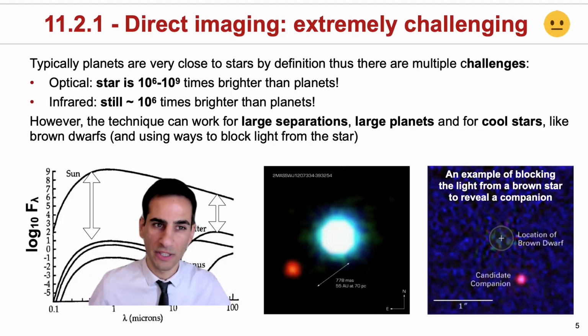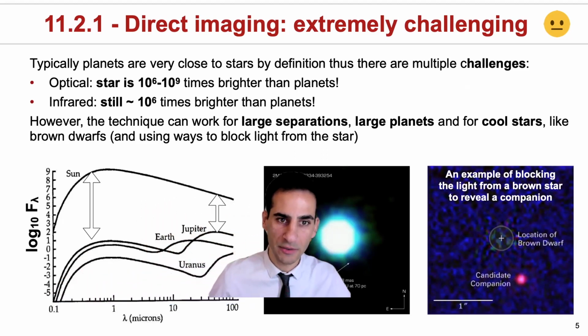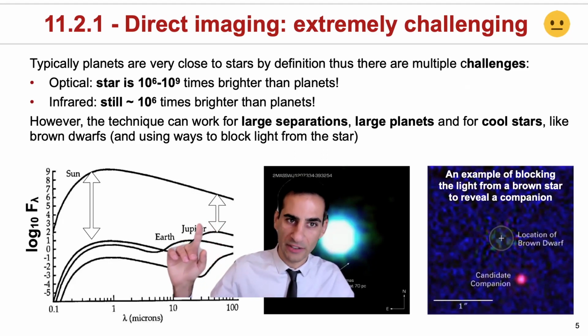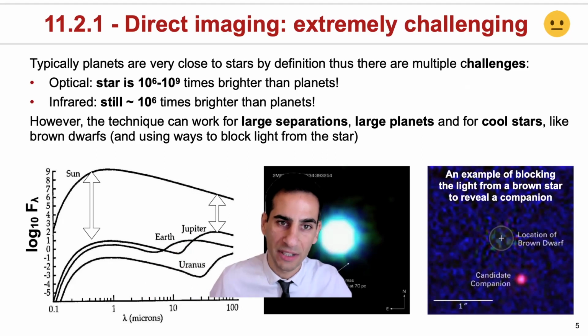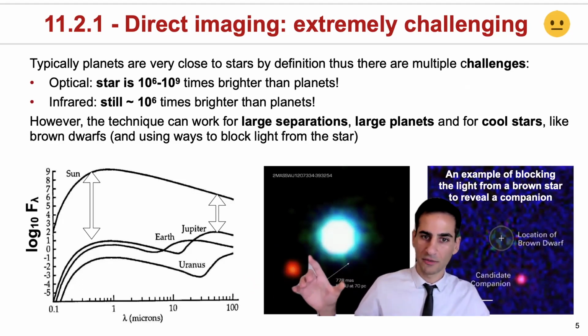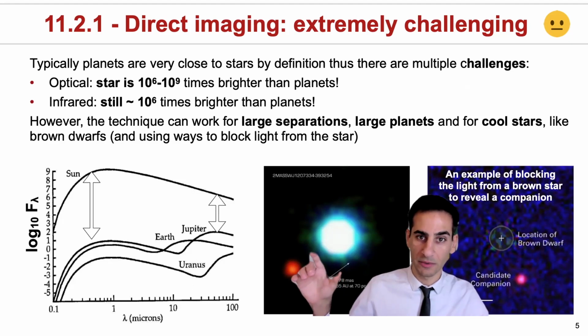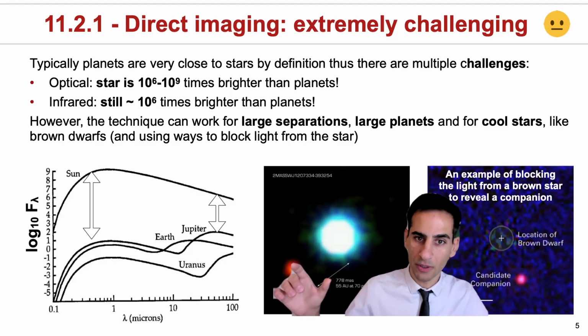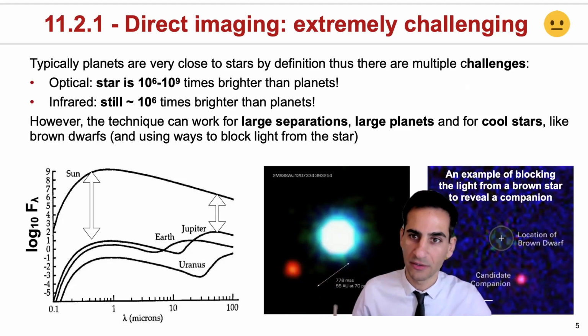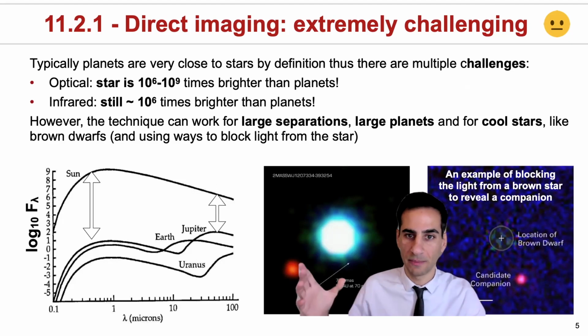primary object. However, we can try to be smart and move into the infrared, where planets are not as faint relative to the stars, but we're still talking of a factor up to 1,000,000 times fainter. So this is still challenging. However, it can work, especially if we're looking at very large separations. So if we're looking at orbits that take a long time, where planets are really far away from their stars, this becomes doable, especially if the planet itself is very big and the star is not as massive. Therefore, this works best for very cool stars and very large planets, almost as if they are binary systems.